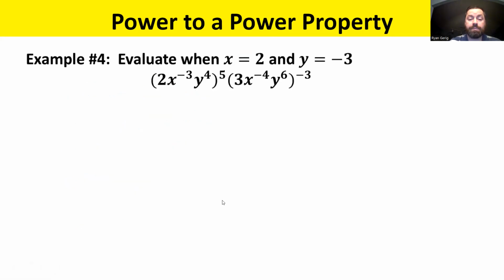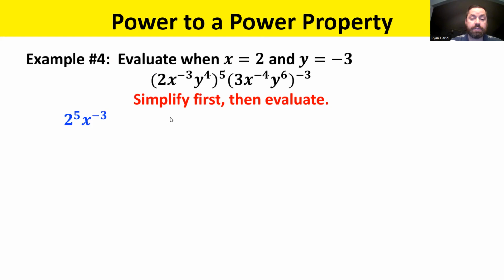All right. Final example. What happens when we want to plug a number in for x and y? Well, like I said last week, the best thing you can do here is to simplify first, then plug the numbers in. So let's do that. 2 to the 5th, x to the negative 3rd times 5, y to the 4th times 5, 3 to the negative 3rd. Remember, those exponents are 1, so the base doesn't change. It stays 3 to the negative 3rd, x to the negative 4th times negative 3, and y to the 6th times negative 3. So let's simplify the variable parts first.